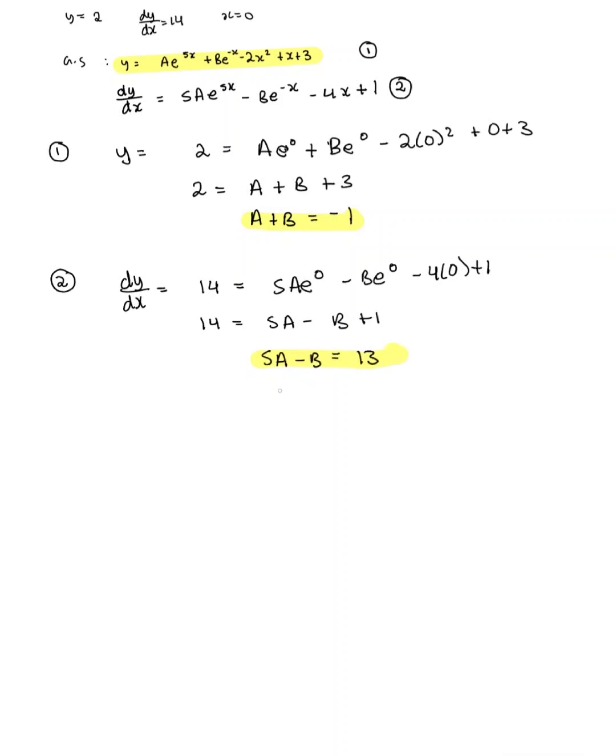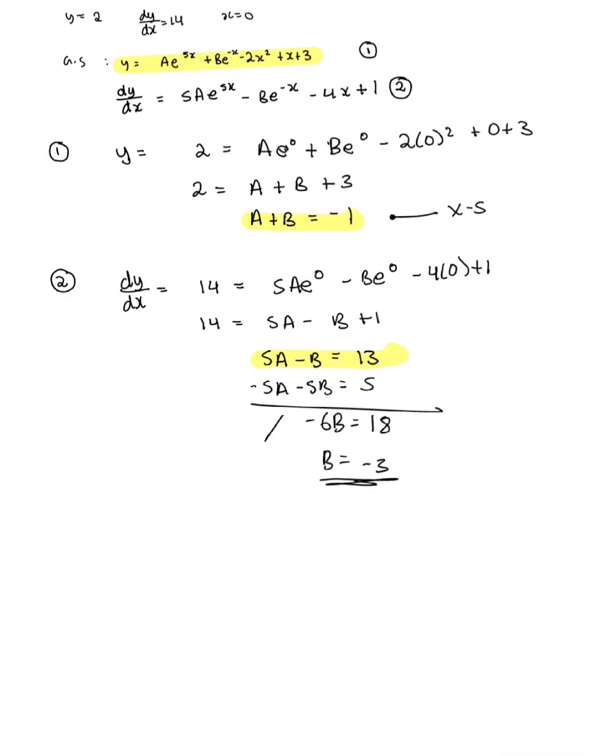So to get our A and B values, I want to multiply this equation by minus 5. So we'll have minus 5A minus 5B equals 5. And then adding these values together, so 5A minus 5A is 0. Minus 6B equals 18. So we have B equals minus 3.